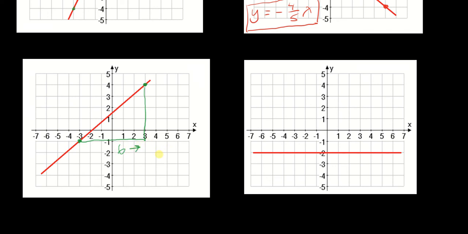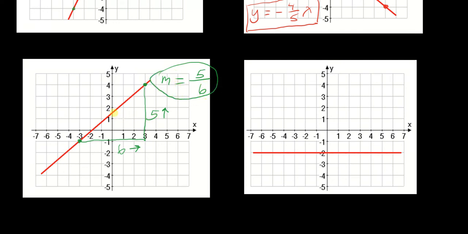It went positive 6. What did that do to y? Well, y rose from -1 up to 4. So it went up 1, 2, 3, 4, 5. So it went 5 up. So both the changes are positive. So x movement was 6, and it produced a change of 5 in y. Here's my m.